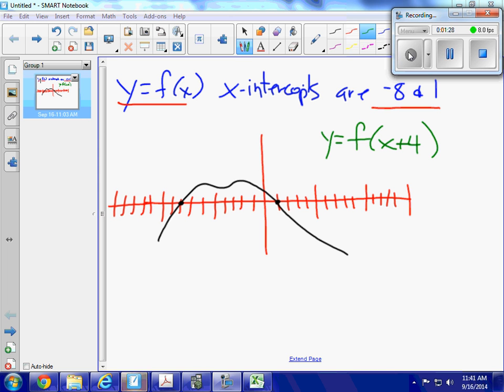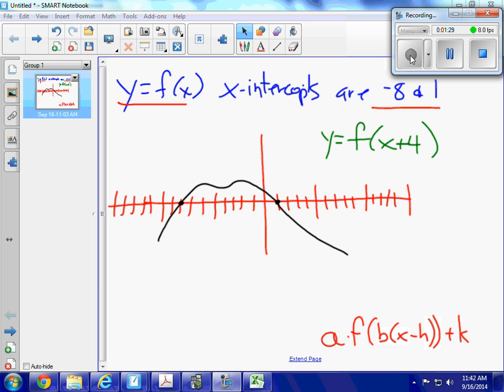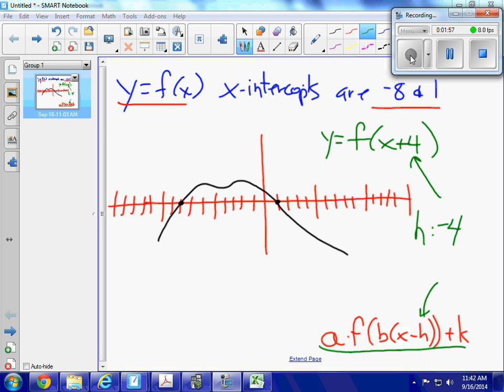Well, I want to look at this, and I can look at my template, which I just put on here, and I can see that this 4 right there, it's inside the function. It's being added. So that is an h or a c, depending on which terminology you want to use. That means it's going to move the graph horizontally by -4. My h is -4.